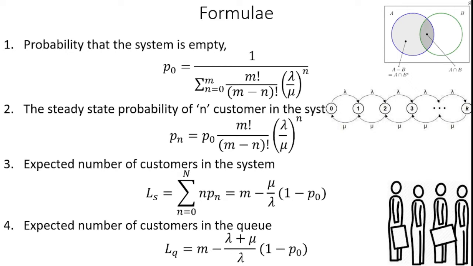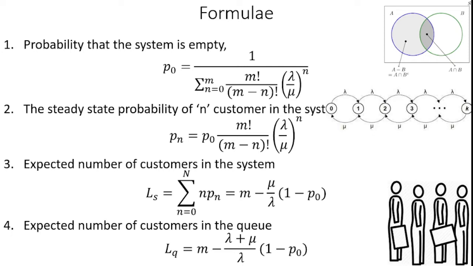And then the next important formula is the expected number of customers in the system, which can be represented as Ls, equal to the summation of small n equal to 0 to small m. Here, sorry, the notation was wrongly written as capital N. Here we can utilize small m. n into Pn is equal to m minus (mu by lambda) into (1 minus P0).